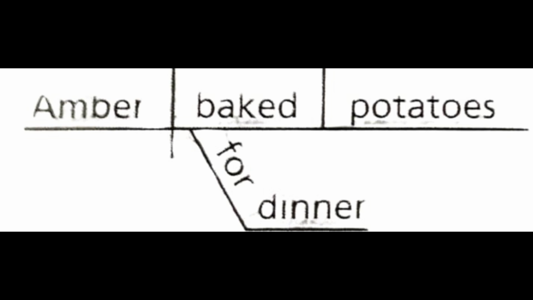Amber baked potatoes for dinner. Now let's try to diagram this sentence. This image shows a sentence diagram for the sentence Amber baked potatoes for dinner. So sentence diagramming is a way to visually represent the grammatical structure of a sentence.